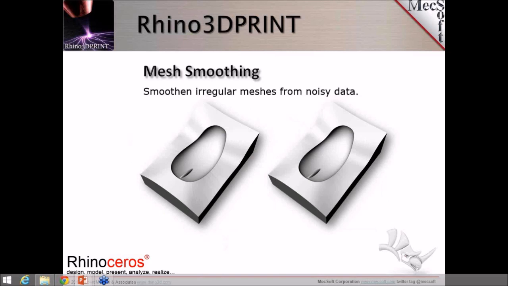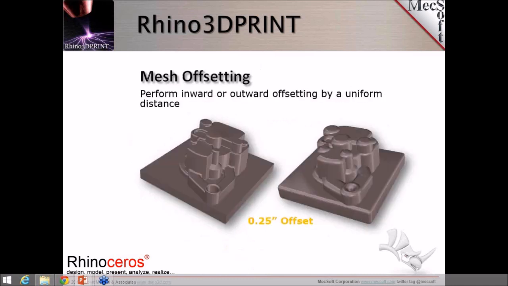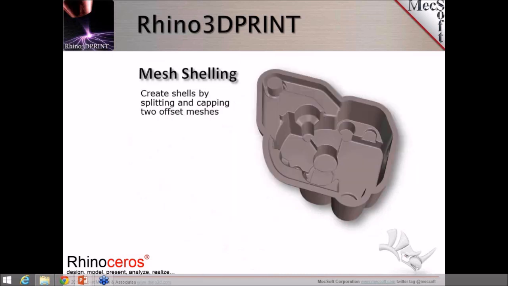After decimating and refining your mesh model, you can get unsightly ripples in the surface. Rhino3DPRINT offers mesh smoothing to eradicate these irregularities that are due to noise. Rhino3DPRINT offers offset mesh, both inwards and outwards by a uniform distance. It also offers mesh shelling, which is a feature that gives a solid mesh a shell wall thickness.